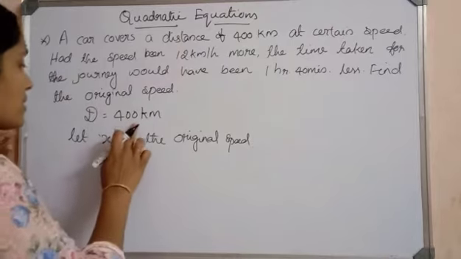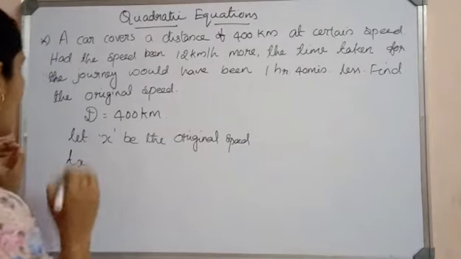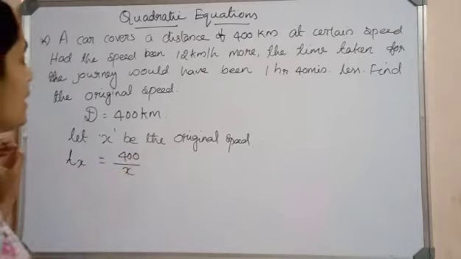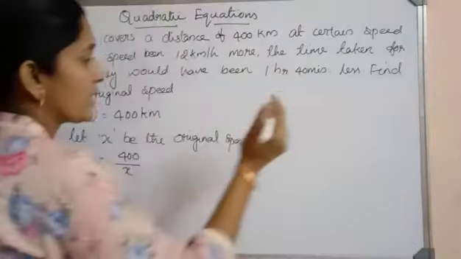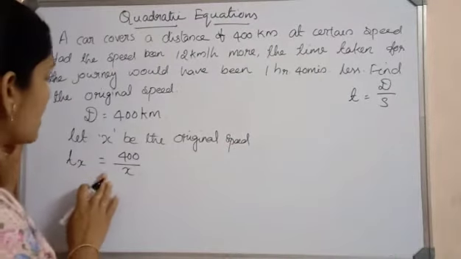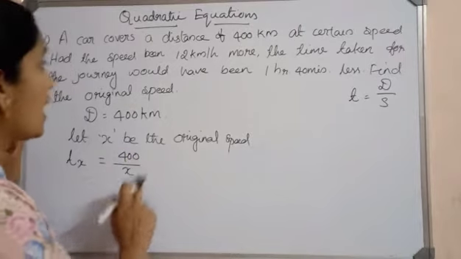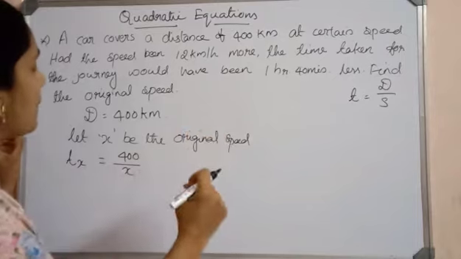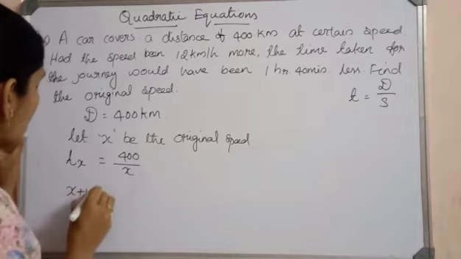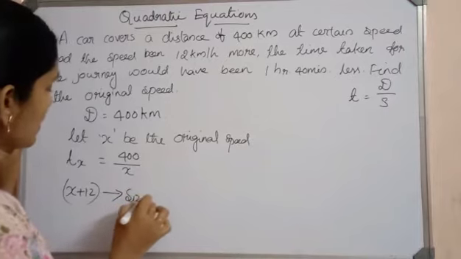Here it is given distance as well as the speed. Let's find the time. The time taken when the speed was x is 400 by x. Here, as per the formula, we know that the time taken is equal to the distance by the speed. Here the time taken is 400 by x. The distance is 400 kilometers and the speed is x kilometer per hour. When there is a change of speed, the new speed will be x plus 12. When the speed was increased by 12 kilometers per hour, the new speed will be x plus 12.